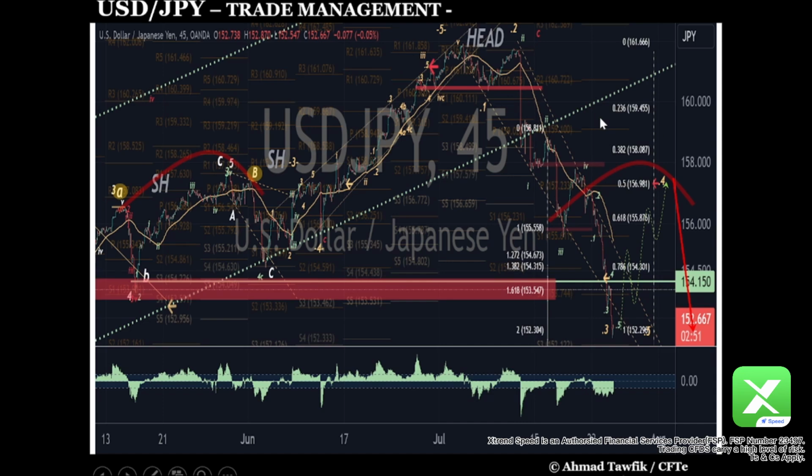Let's take it now to trade management. We just remind ourselves of the cap by the Bank of Japan. The bank has driven the market from the head level, 162, to the shoulder level, 158 at the most.